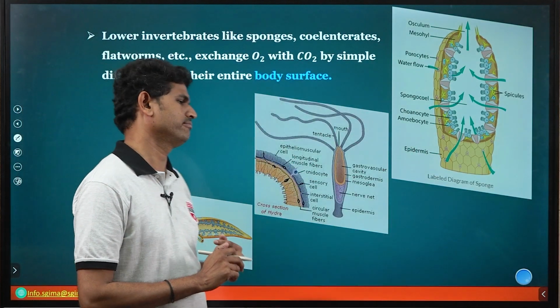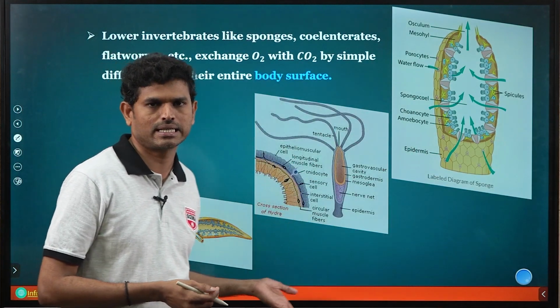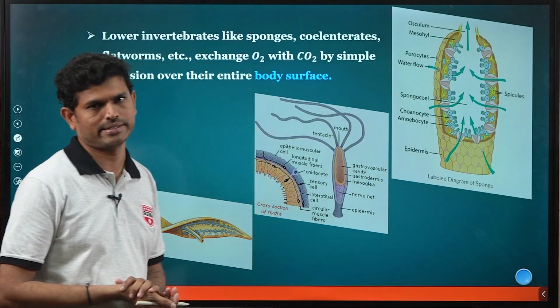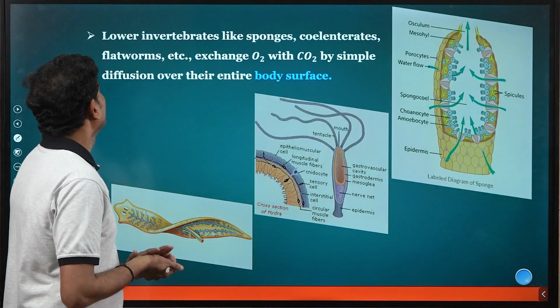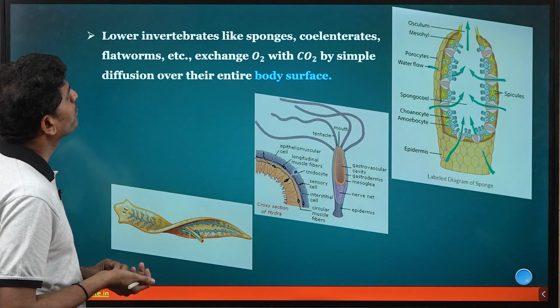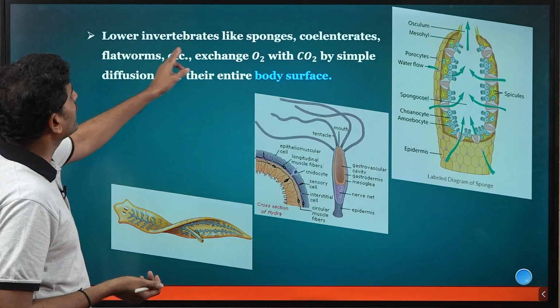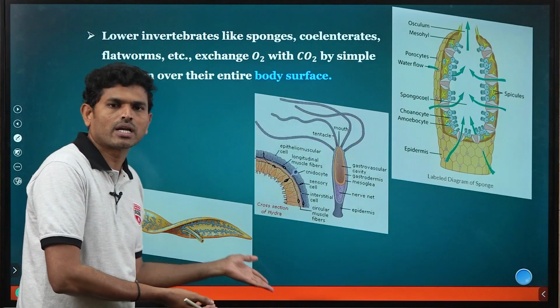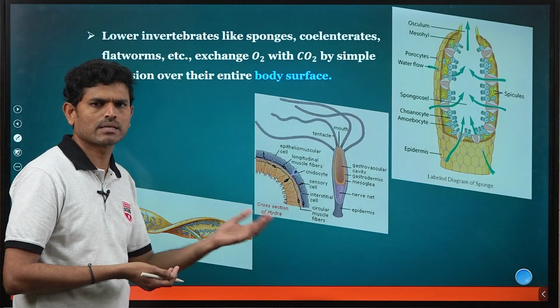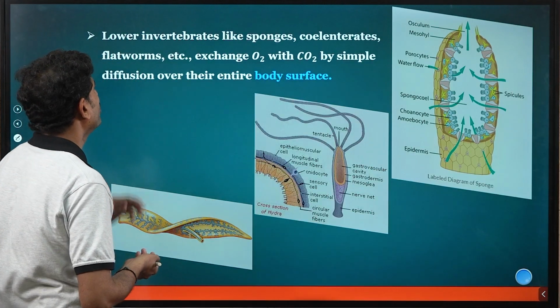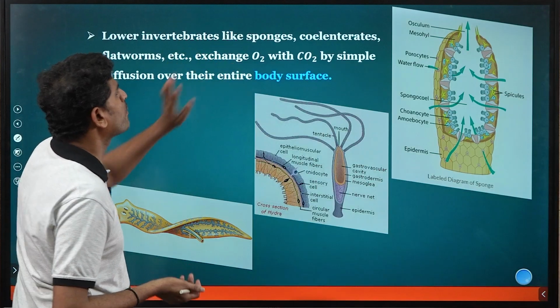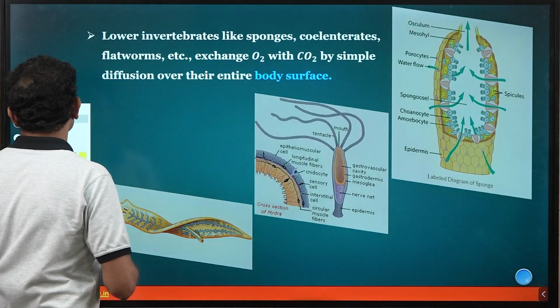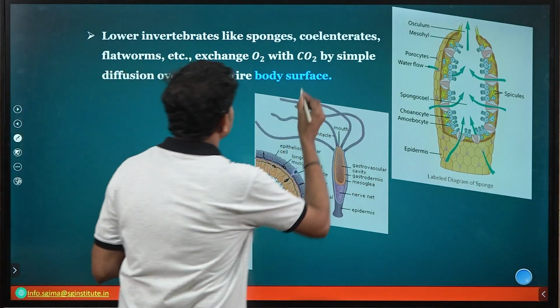Here, what was discussed previously is shown in these pictures. Now let us see the points they have given. Lower invertebrates, which ones are those? That is cellular level, tissue level only, even some are organ system level. Lower invertebrates like sponges.